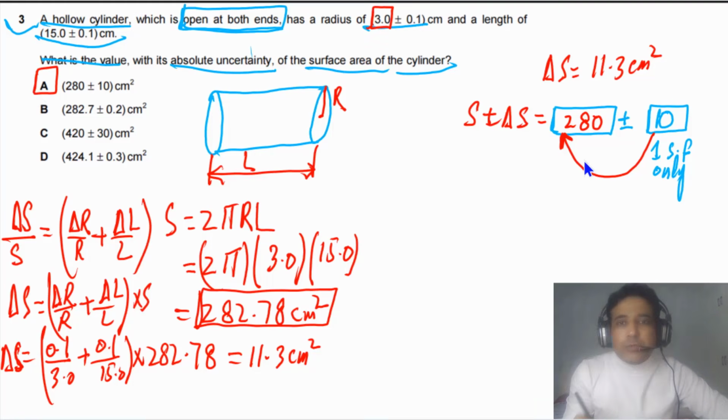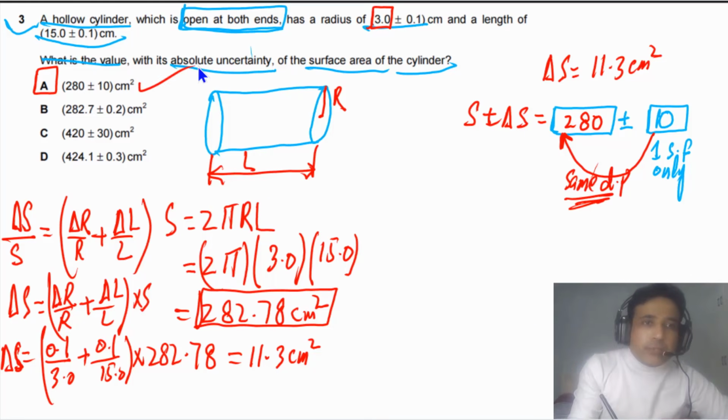So 2 points you need to understand. First of all, you have to write down absolute uncertainty up to 1 SF only. Then the absolute uncertainty and this measurement should have the same number of dp. Same dp. So this rule you have to follow. So the answer for this question is A.